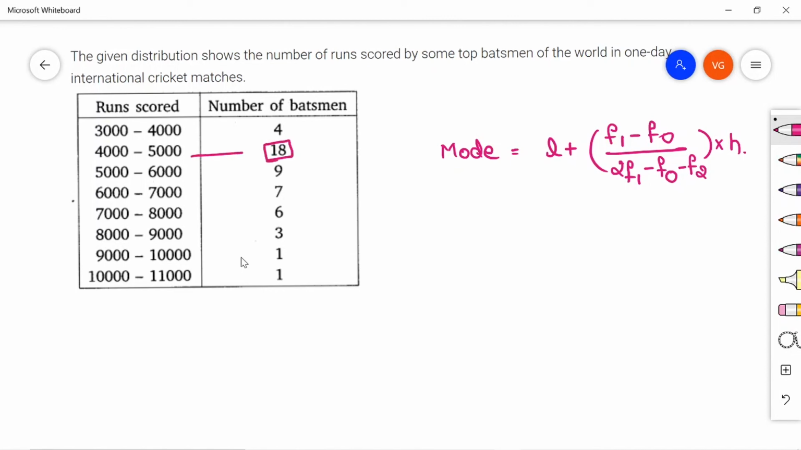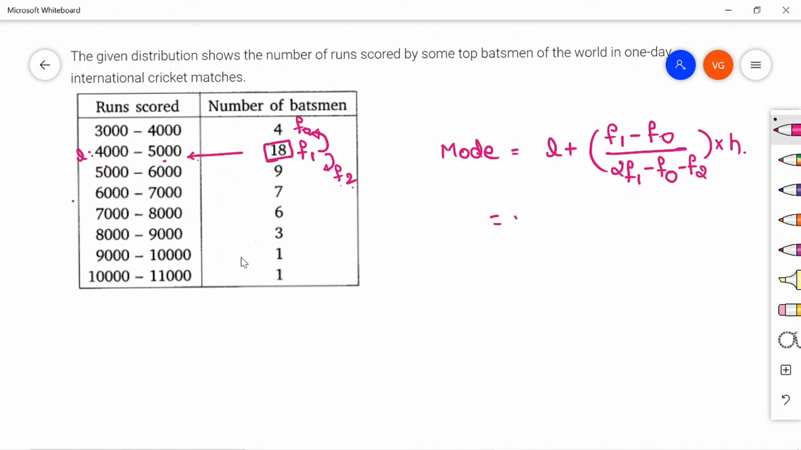So the corresponding class is the modal class, that is 4000 to 5000. So L is the lower limit of the class, that is 4000 here. F1 is the corresponding frequency, and F0 is the frequency of the class preceding the modal class, that is here F0 is 4, and F2 is the frequency of the class succeeding the modal class, so F2 is 9 here. H is the class size, 5000 minus 4000, 1000.